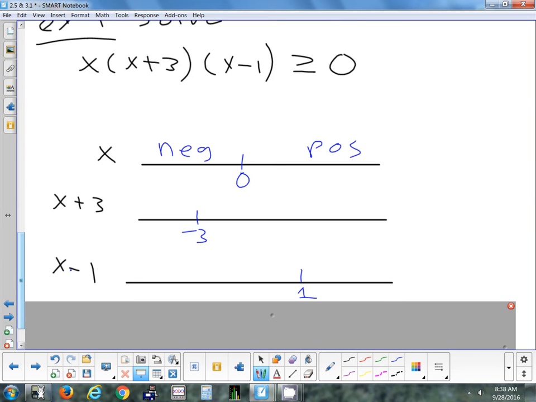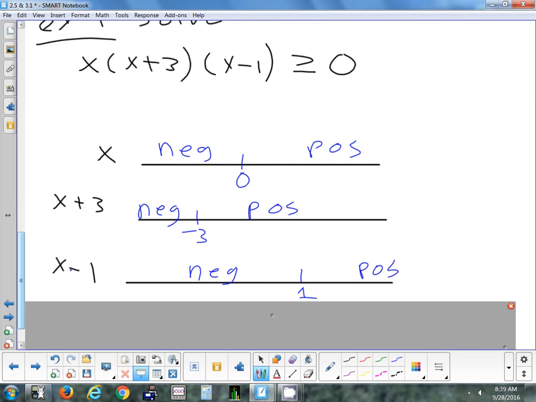Second factor, plug in numbers smaller than -3. What's the result? Oh, Caleb? Negative. Yep, negative. And Grayson, how about you plug in numbers bigger than -3? Yep, you get positive. And the same behavior here. Plug in numbers smaller than 1 for x, you get negatives. Plug in numbers bigger than 1 for x, positive.